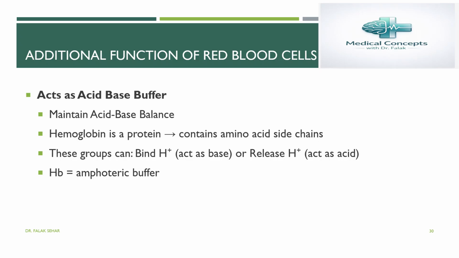Another important function of red blood cells is their role in acid-base balance. RBCs act as a buffer, which helps to maintain the pH of the blood within a narrow range. This is mainly due to hemoglobin. Hemoglobin is a protein with amino acid side chains that can either bind hydrogen ion or release them. In this way, it can act both as an acid and a base, which makes it an amphoteric buffer. By binding excess hydrogen ion or releasing them when needed, hemoglobin helps stabilize blood pH despite ongoing metabolic activities. So in addition to gas transport, RBCs play a critical role in maintaining acid-base homeostasis.